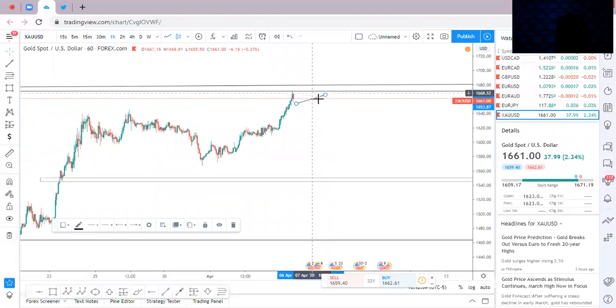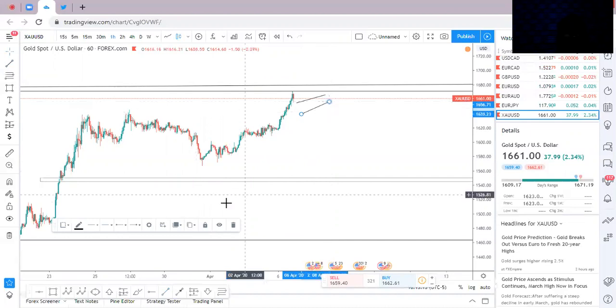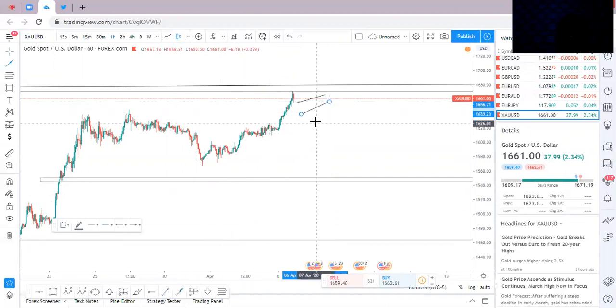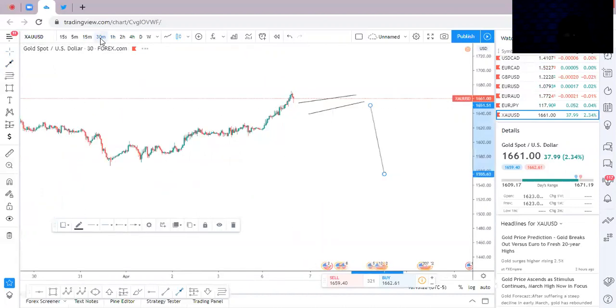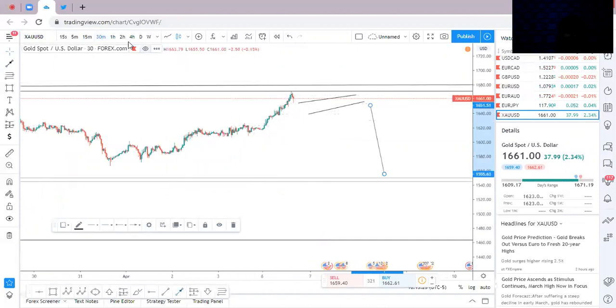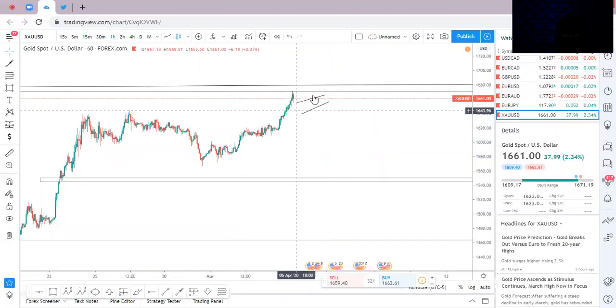So we just have to wait for a continuation pattern in the form of a flag, because no confirmation, no entry. Then after you get something like this, then boom. So that's it. I think we can get that flag on the lower time frame, 1 hour and 30 minutes, for us to pick our entry.